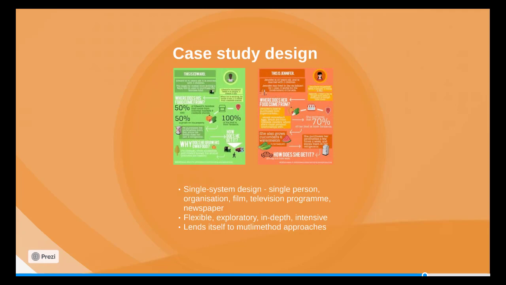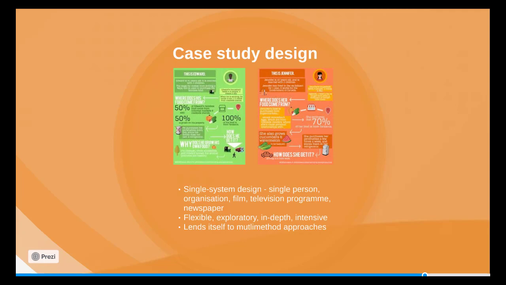We call case study designs single system designs, because a case study is about research that is focused on one individual, one program, one event, or in the case of organizational communication, many times one organization, for the purposes of getting an in-depth understanding of that organization.